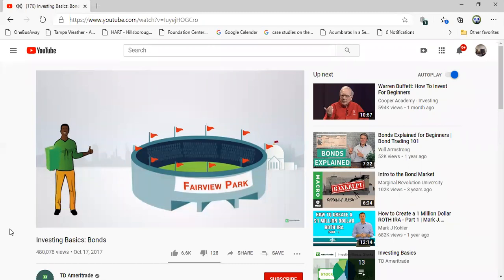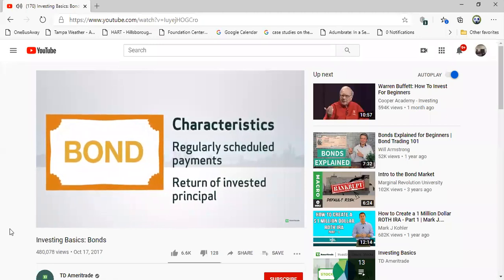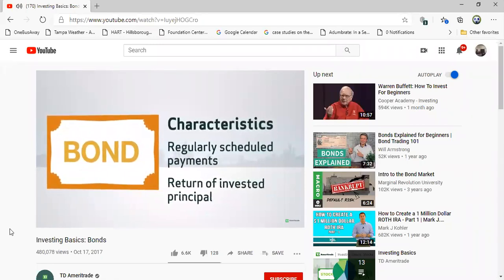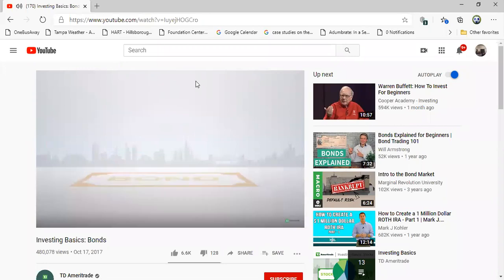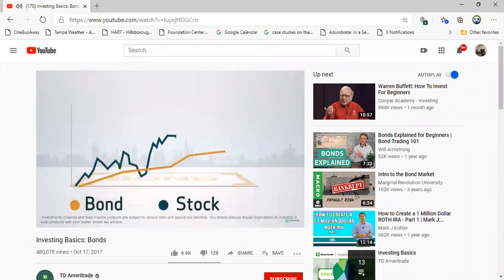And the return of the original investment. Because the bond offers regularly scheduled payments and the return of invested principal, bonds are often viewed as a more predictable and stable form of investing. Compare regular payments of a bond to the experience of owning a stock. With stocks, profits and losses are driven by market forces and are generally less predictable.